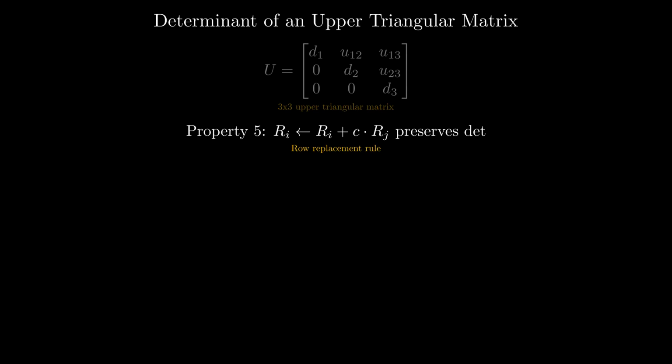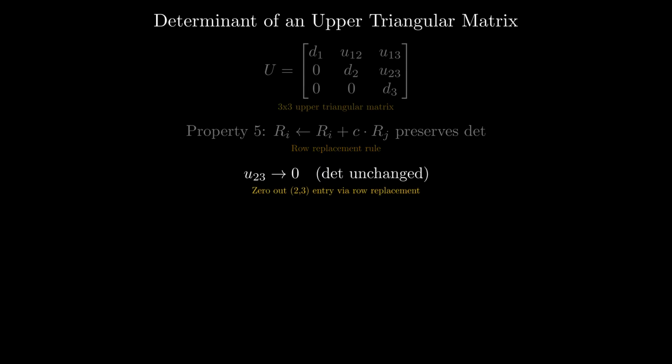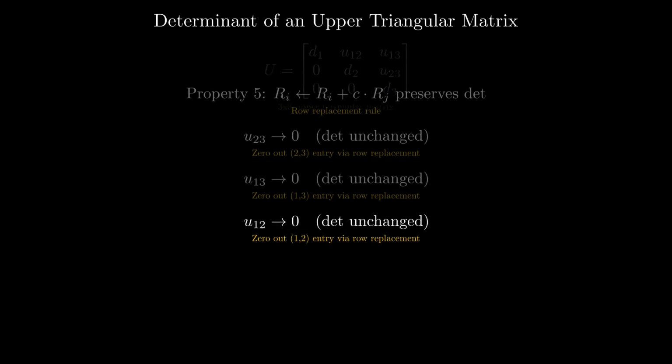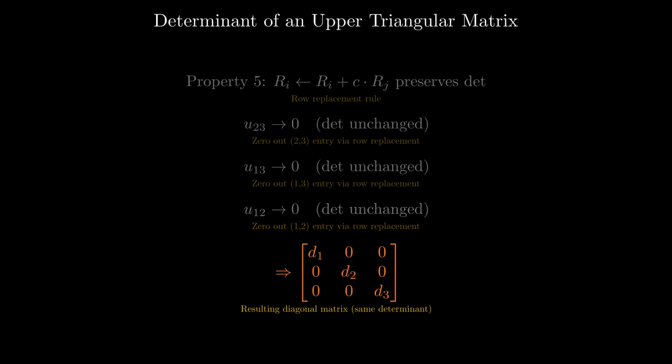Step 1, use row replacement to zero out the entries above the diagonal. We subtract appropriate multiples of lower rows from upper rows. By property 5, each of these row replacement steps leaves the determinant unchanged. The result is a diagonal matrix with D1, D2, D3 on the diagonal, and zeros everywhere else.